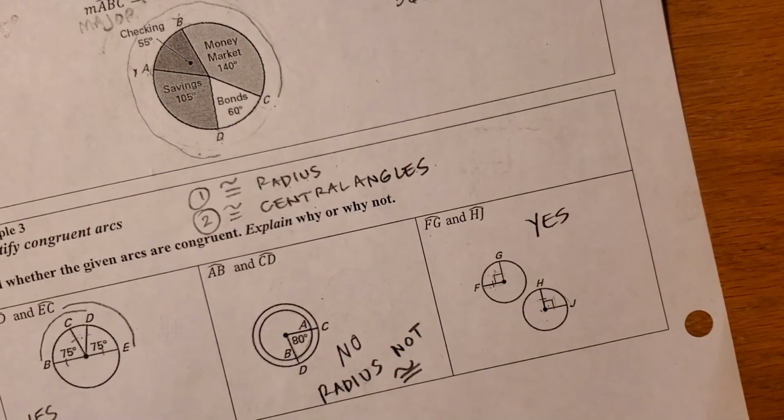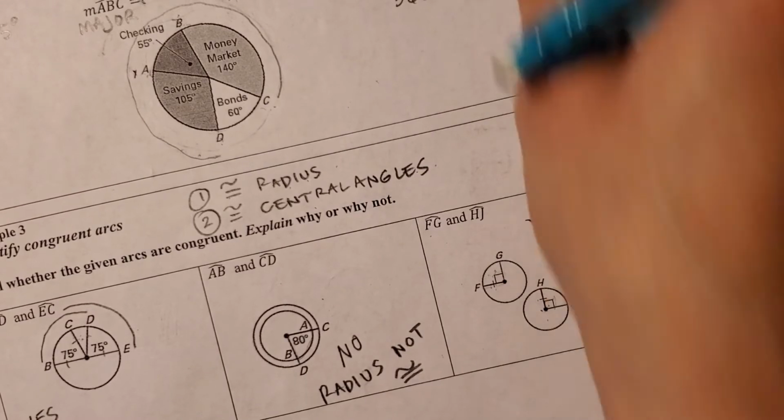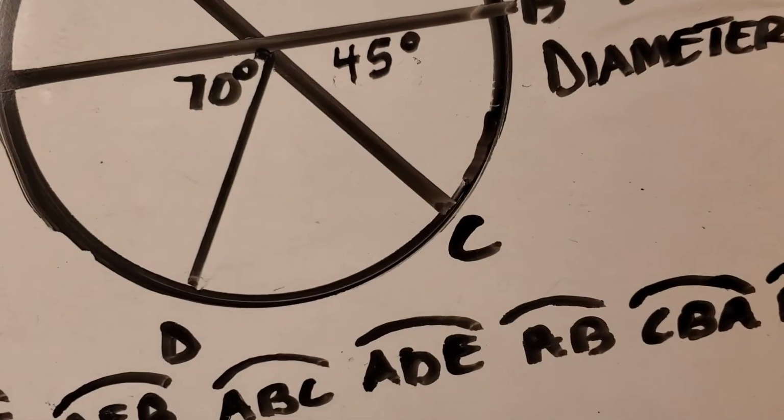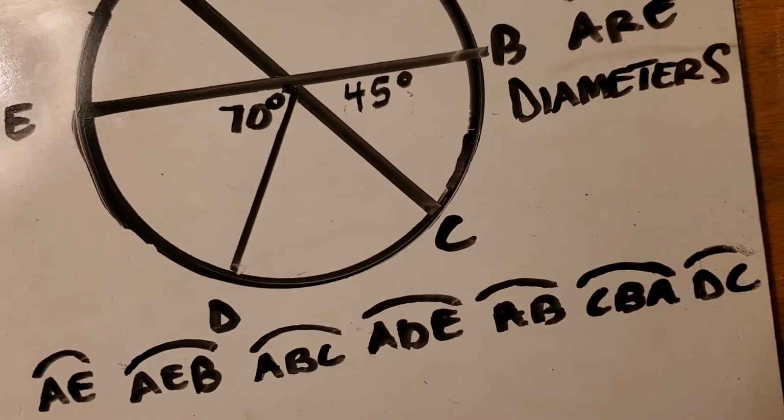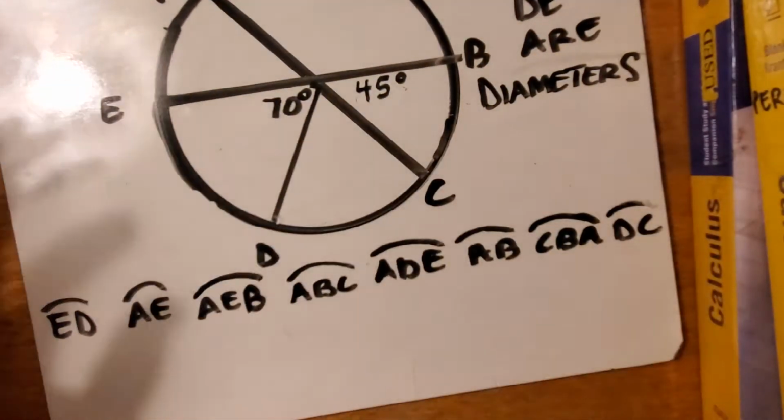All right, so a little bit more on finding arc measures. Whoa, let me zoom out a little bit. I think you can see that.